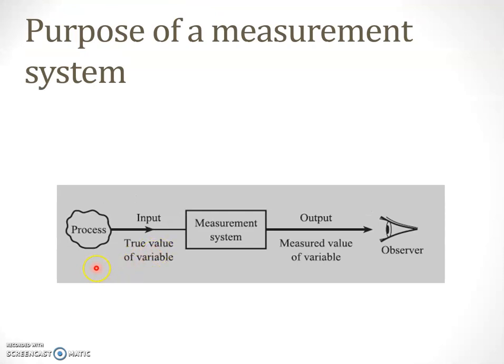This is a schematic representation of a measurement system or an instrument. The instrument gets an input from a particular process. From that process, we have to measure a physical quantity. The input obtained to the instrument or measuring system is converted to output, that is a measured value, which an operator can observe. This is the purpose of a measurement system, or this is how an instrument works.